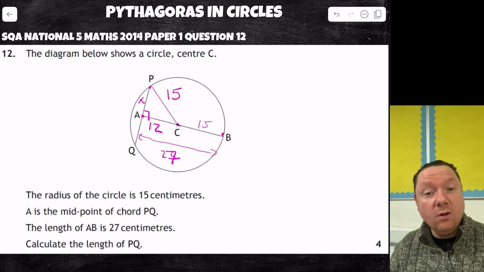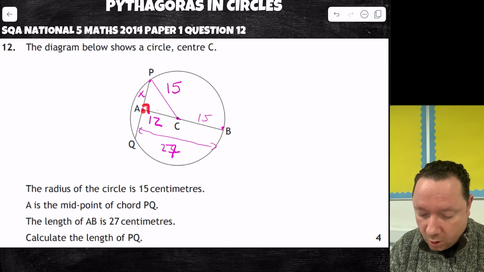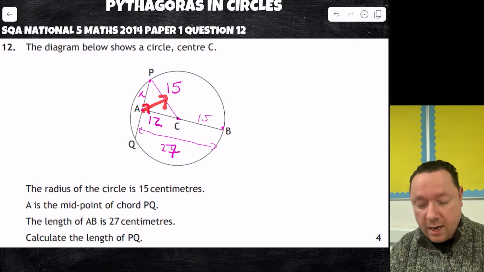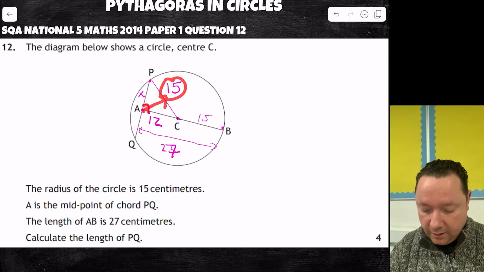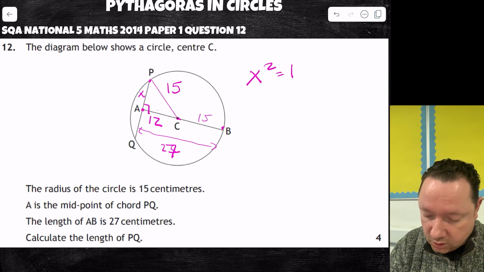Now, do we need to add or take away is the next question for Pythagoras? Well, once you've found your right angle, the opposite side is always the longest length. So 15 is the longest length. I've already got that. If you've got the long side, you're taking away. So all I need to write is that x squared equals 15 squared minus 12 squared.